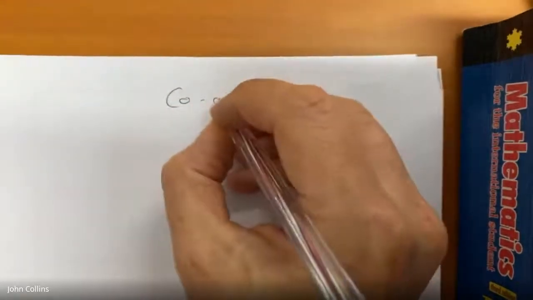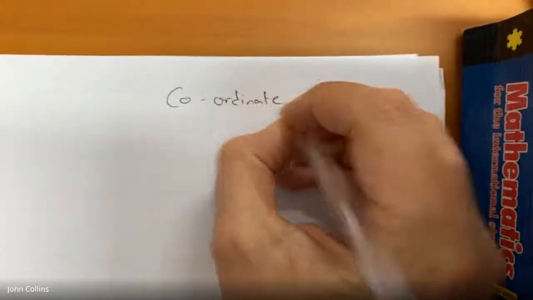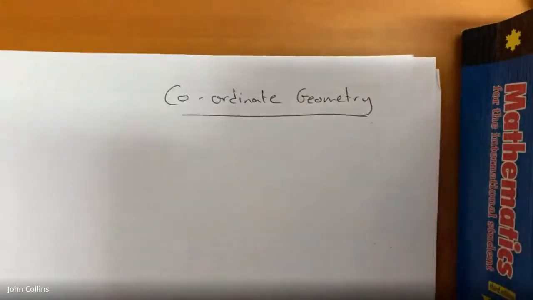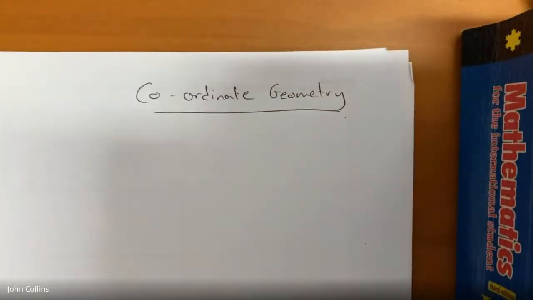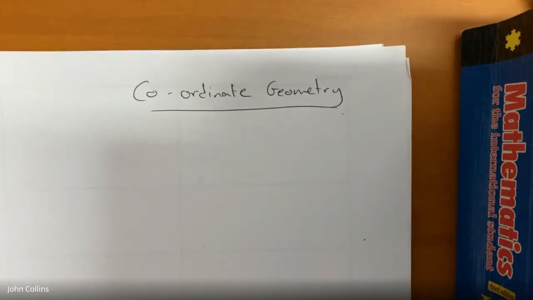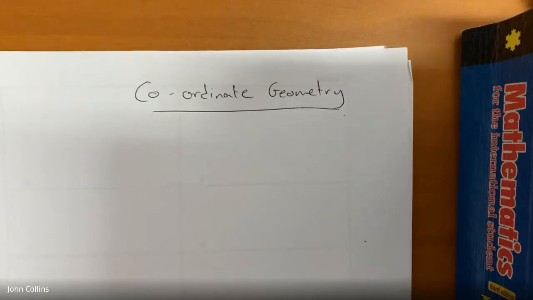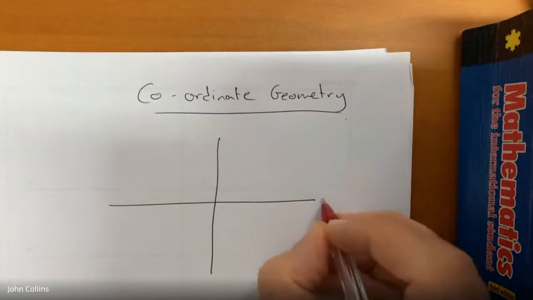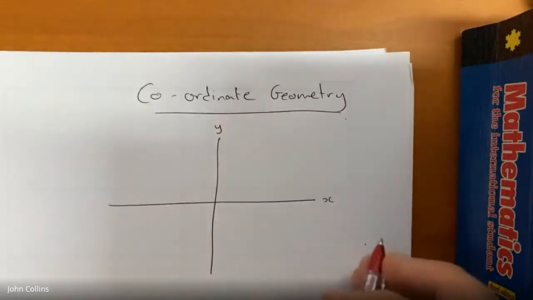Okay, so we're dealing with coordinate geometry. Up until now, the geometry we were dealing with were shapes, lines, and points. They didn't have any particular position. So now we're going to look at positions on a plane, a coordinate plane. That's a two-dimensional plane, so it has both an X and a Y axis or number line.